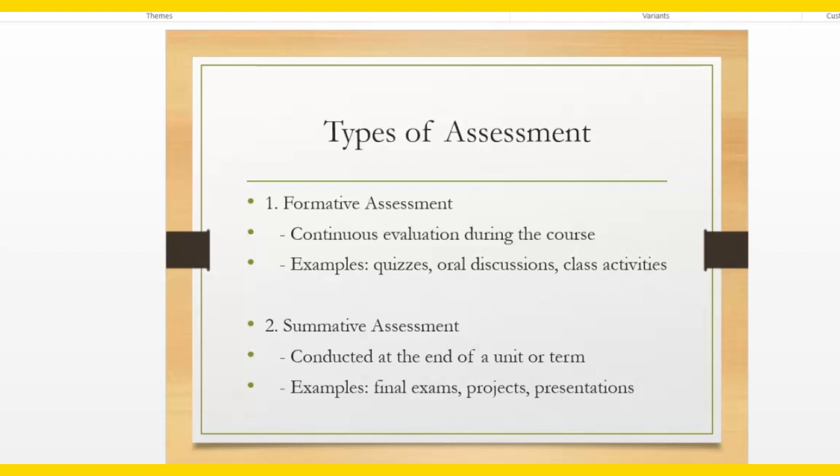What is summative assessment? It is conducted at the end of the unit or a term. For example, final exam, projects, presentations, which will be big. As I told you, the preparation along the way is called formative assessment and the main one is called summative assessment. So these are the types of assessment.